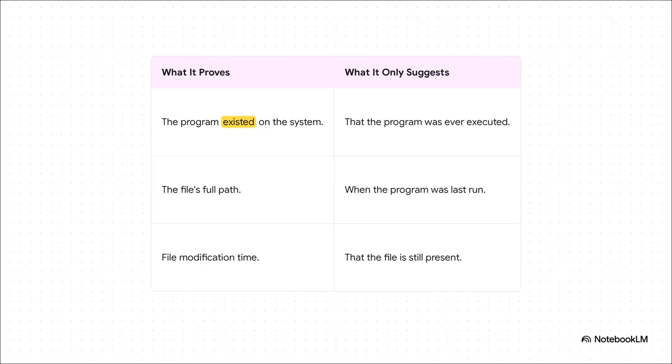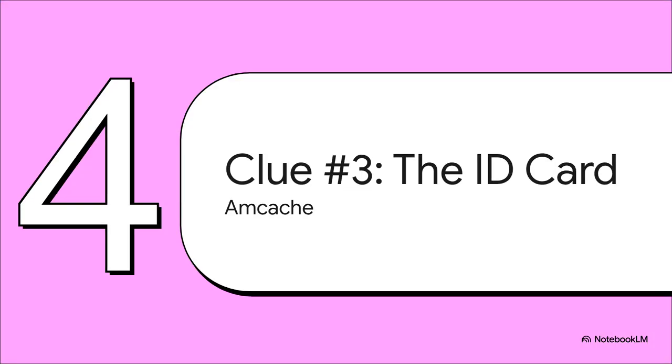But, and this is a big but, it cannot prove it was ever executed. It saw the file, but it didn't see the action. Okay, let's recap. The attacker's attempt to hide their footprint hinted at execution. The logbook proved the file existed. But we still need to confirm its definitive identity. And for that, we need the file's official ID card.